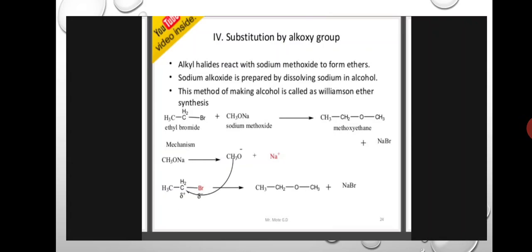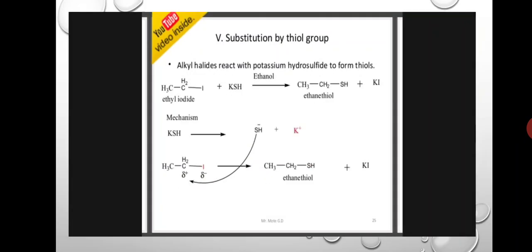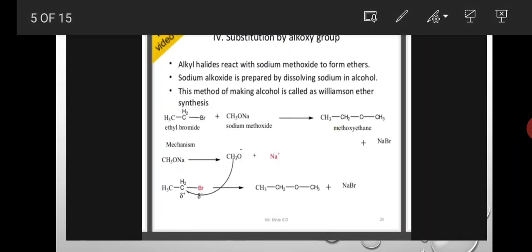COC. Here sodium alkoxide is prepared by dissolving sodium in alcohol. This method of making ethers is called Williamson ether synthesis. Here the reaction is ethyl bromide, CH3CH2Br, reacting with sodium methoxide, CH3ONa.